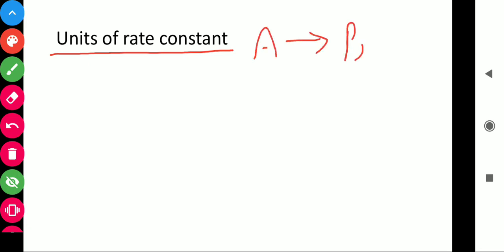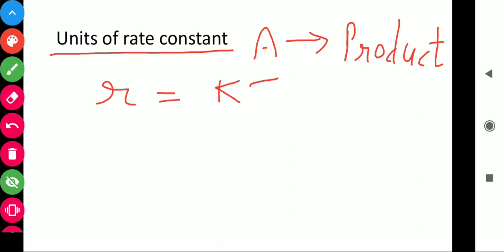Then unit of rate constant, that is the new topic which we are starting here. How can we calculate the unit of rate constant? First, revise the rate law expression. If I have an equation, A gives product, then what will be its rate? R is equal to K, A to the power X. We can't say anything about X. This is the order of reaction, and we don't get to know that after looking at the equation.